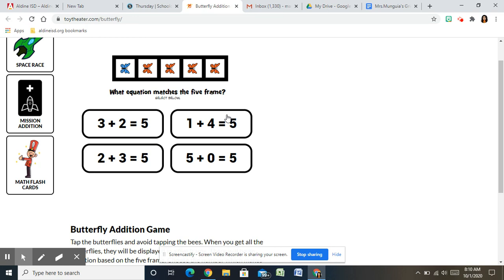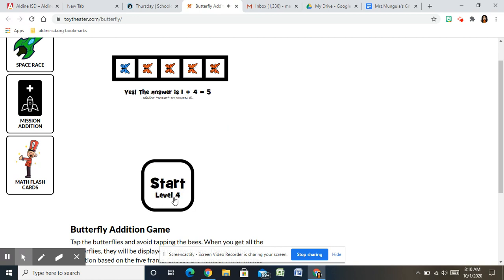Remember, give me one example. I want you to play the math game, but I want you to give me one example in your math journal. And then you could keep going up levels if you like. You could practice as many as you like. I can't wait to see your number sentence.